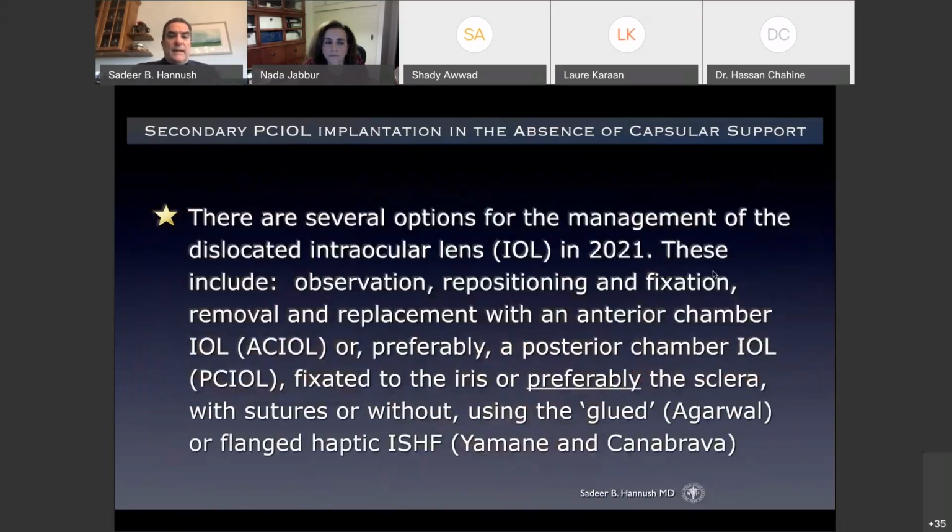So here's the guideline to today's talk. There are several options for the management of dislocated implants. Observation, obviously, repositioning and fixation, removal and replacement with an anterior chamber implant. And I'll say a little bit more about that. And in my case, preferably a posterior chamber implant, either fixated to the iris or preferably to the sclera with sutures or without sutures, using one of the techniques you're all familiar with.